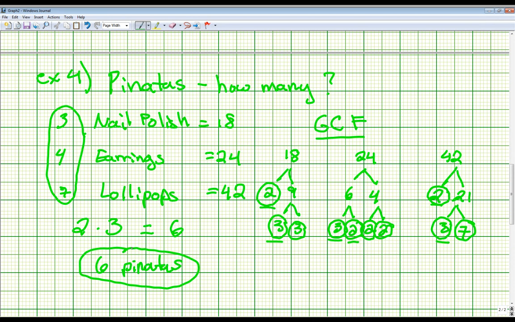Does this change your answer? So if you did everything else in example 4 the same, you just add 6 more pairs of earrings. Your earrings now, instead of 24, would be 30. This does not actually change your answer. The prime factorization of 30 is 2 times 3 times 5, so you would still have a 6 as your GCF. So that would be the answer to number 8.